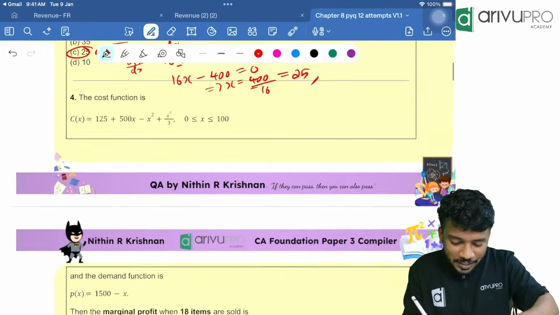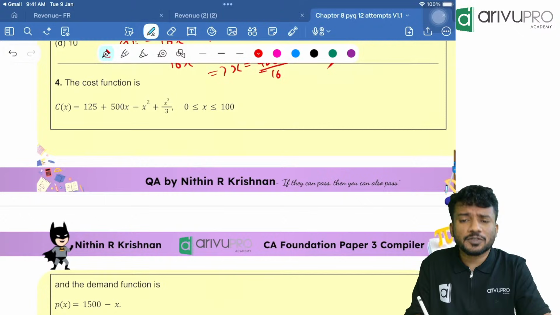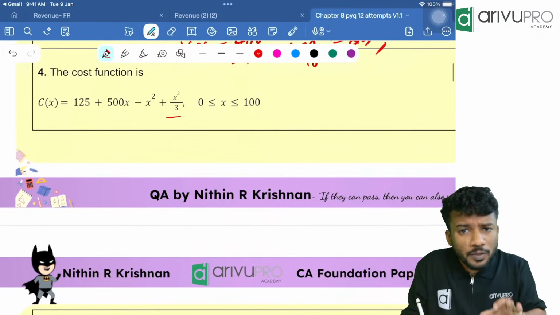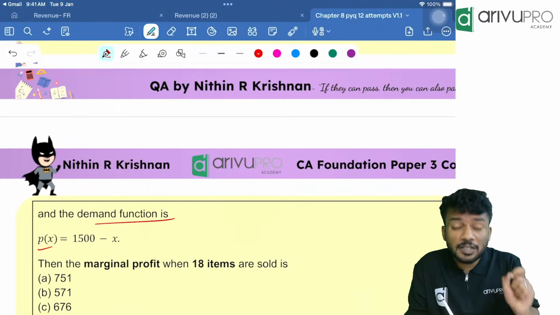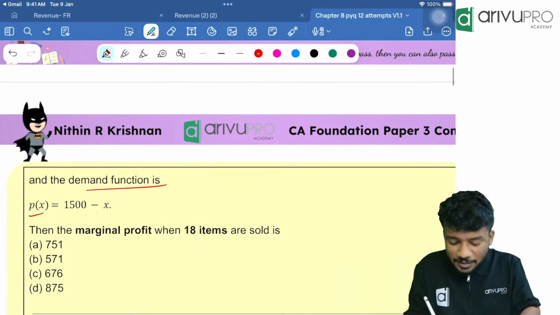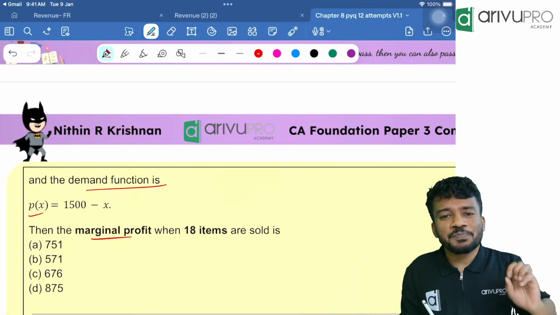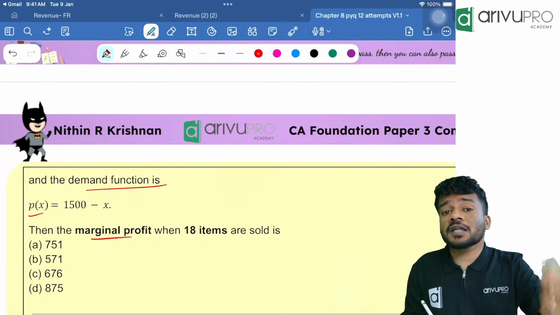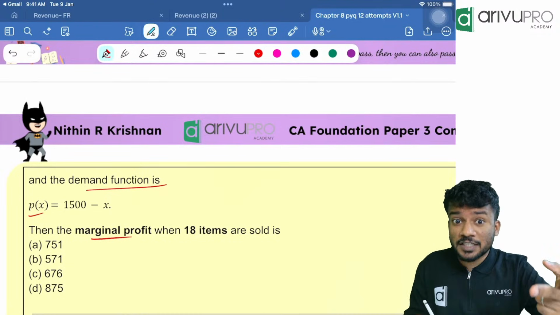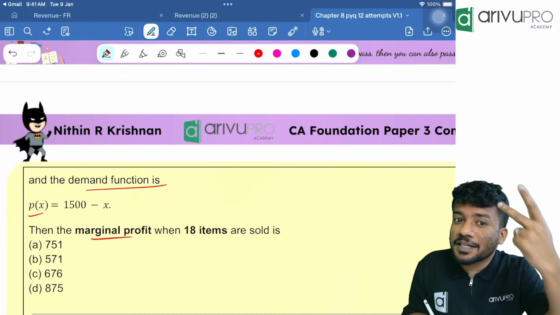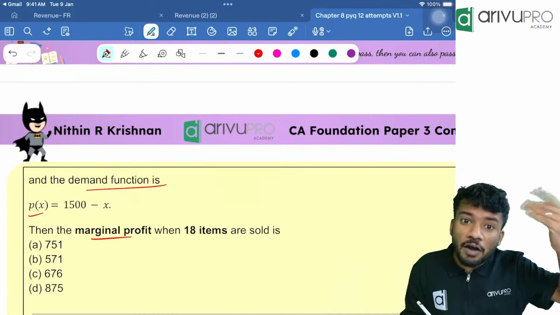Next question, if the cost function is C of x is equal to 125 plus 500x minus x square plus x cube by 3. That is the cost function. Then the demand function is P of x is equal to 1500 minus x. Then the marginal profit is how much? When I say cost function and I ask for marginal cost, what will you do? You will take the derivative. When I give the revenue function and ask for marginal revenue, what will you do? Take the derivative of the revenue function. Similarly, how to find marginal profit? Take the derivative of the profit function.